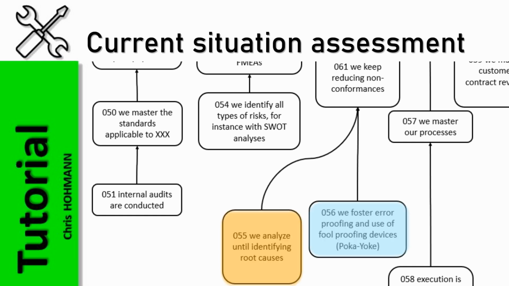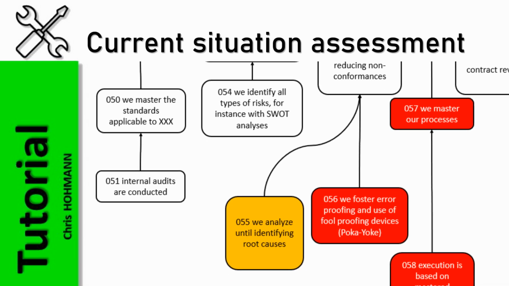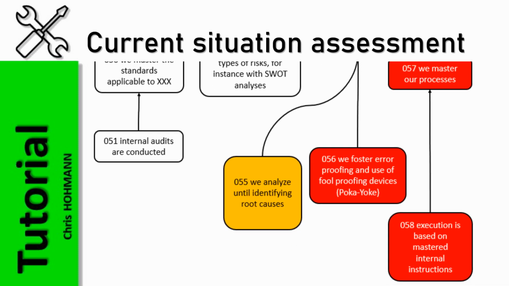Entity 56 states we foster error proofing and use of foolproofing devices like poka-yoke. At the moment of this assessment, this statement is false. This earns it a solid red color. Entity 58 states execution is based on mastered internal instructions, which is not true, therefore it turns red. This red color propagates upwards to the entity 57 according to the rule of worst colors go up.